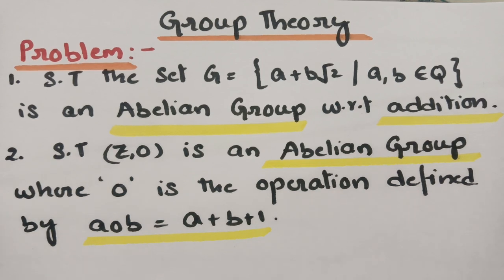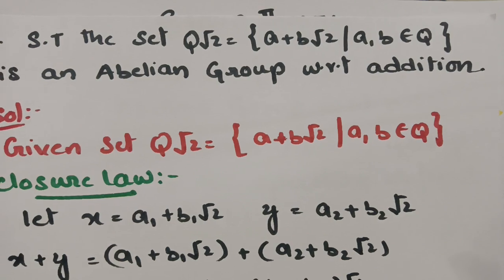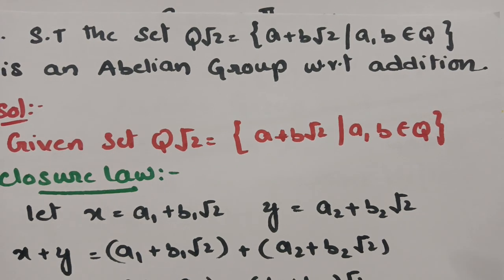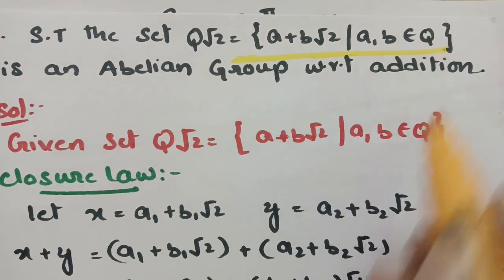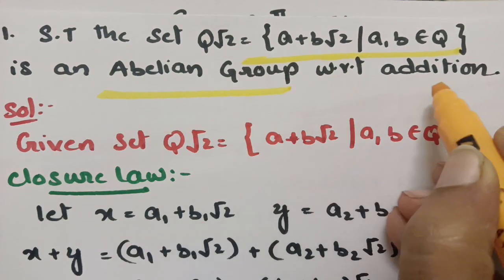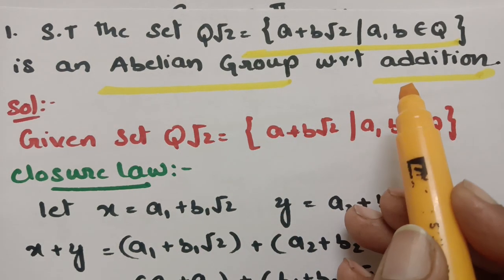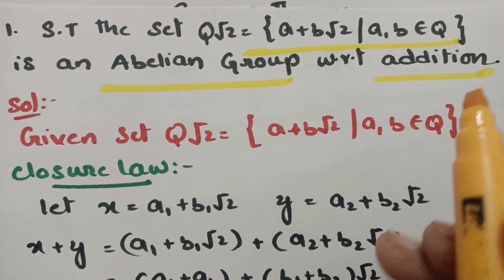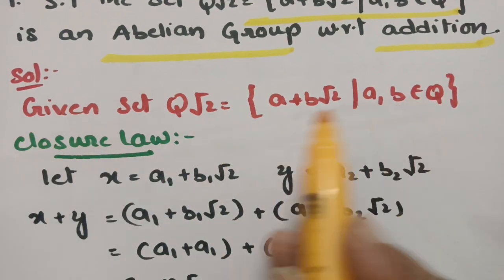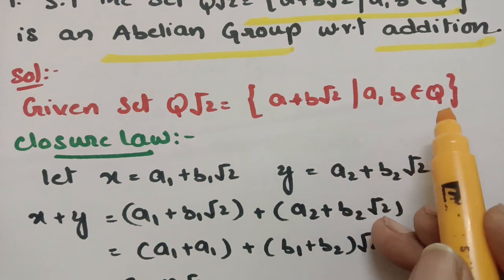And now let's get started with the first solution here. I am selecting the set here. The first question is, show that the set A plus B root 2, where A and B belong to Q, is an abelian group with respect to addition. So we have to show that this is an abelian group. The binary operator here is addition. Now I have considered this set as Q root 2, which is of the form A plus B root 2, where A and B belong to Q.